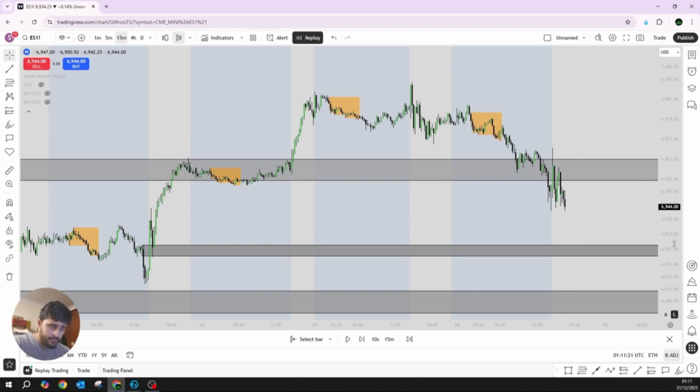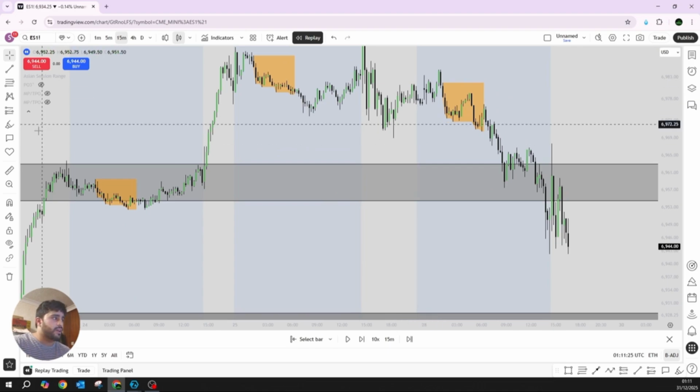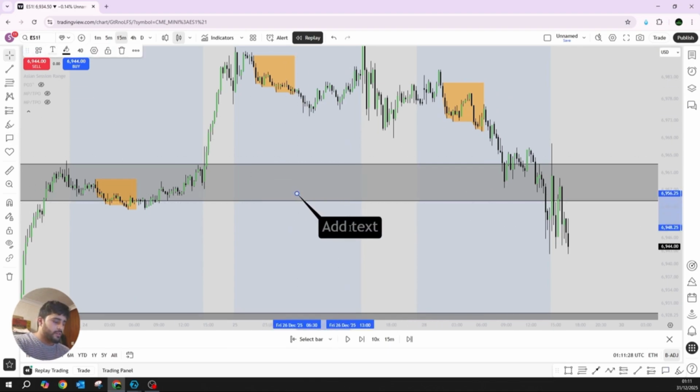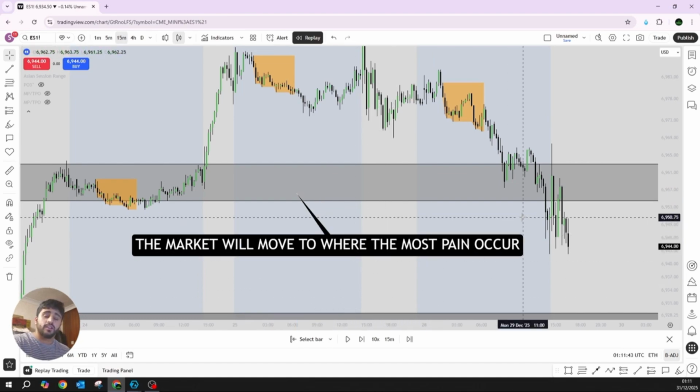to ignore it. And the reason I say that is because I'm going to break down one simple concept, and I'm going to write this on the screen as well. The market will move to where the most pain has occurred. The market will move to where the most pain has occurred.